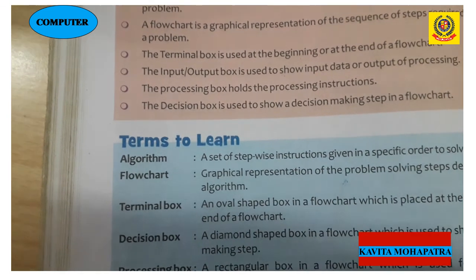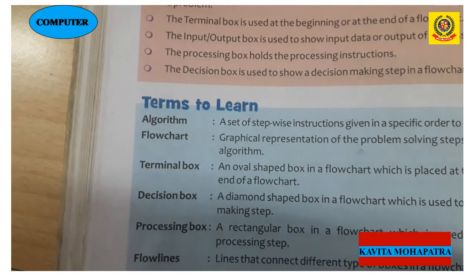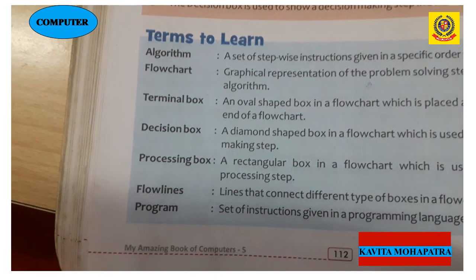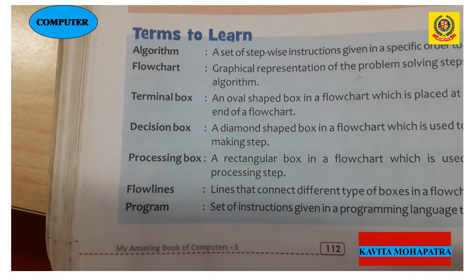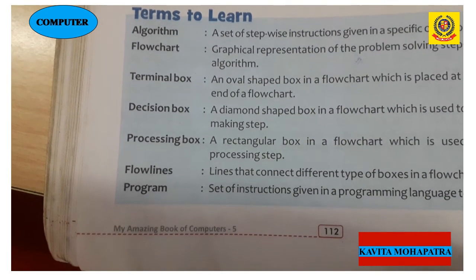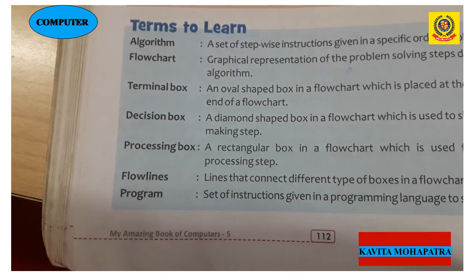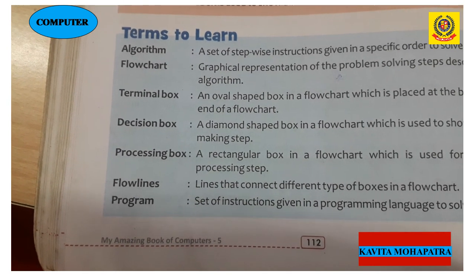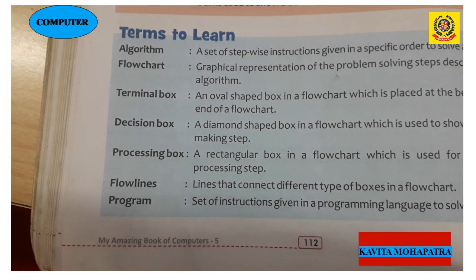Children, you have to write the terms to learn in your notebook and you have to draw all the flowcharts with the help of a pencil, and you have to color the flowcharts also. Terms to learn. First one, algorithm, flowchart, terminal box, decision box, processing box, flow lines and program.